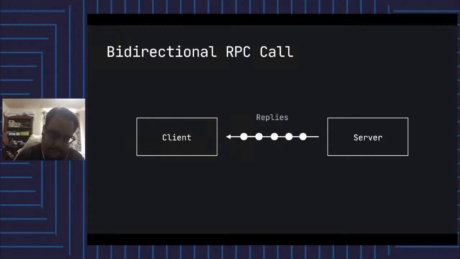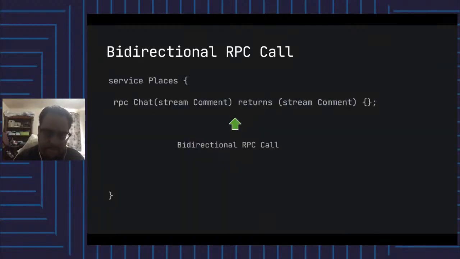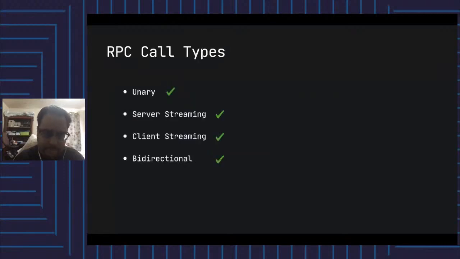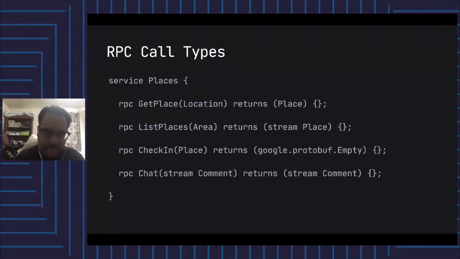This is the use case that I use RPC for. This is called a bidirectional RPC call. And keep in mind, I have the stream keyword on both the request and response side. Those are all the different types of calls that you could make. And this is how my service file is going to look using protocol buffers. Now I'm going to give this file to the protocol buffer compiler, and it's going to generate some code.